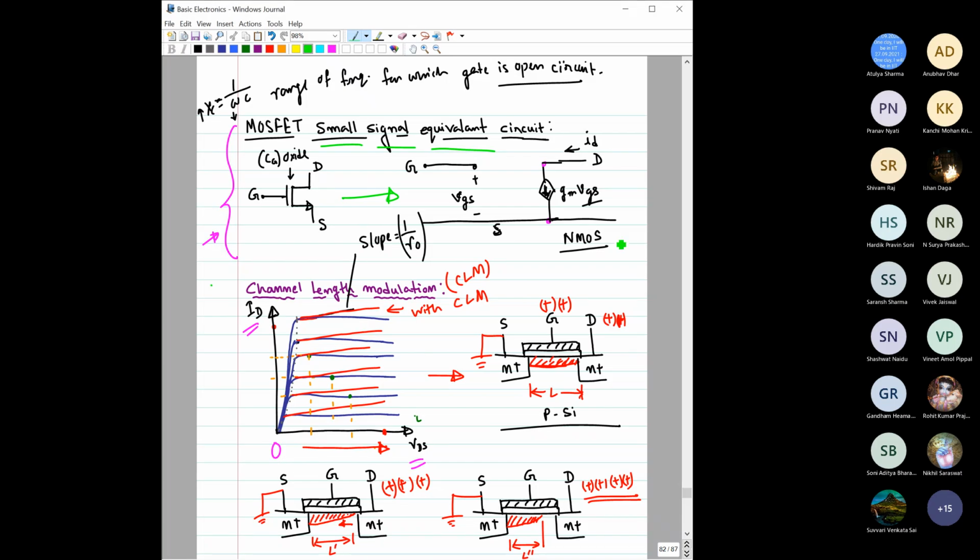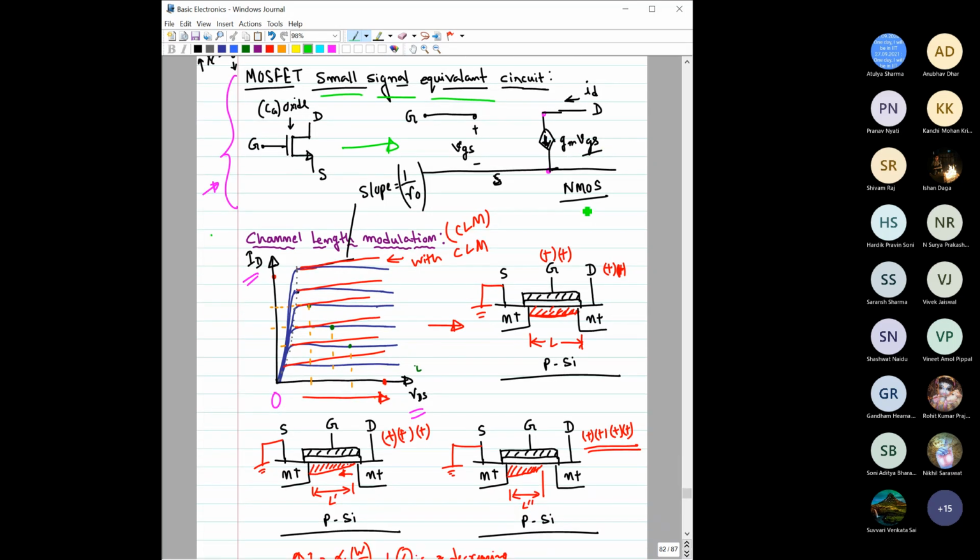Small signal equivalent circuit would look something like this. This is gate, this is drain, this is source, right? Between gate and source, we have VGS, and here we have a current source, which is gm VGS. This is for the case where the ID-VDS characteristics are expected to be like this, actually parallel to this VDS axis.